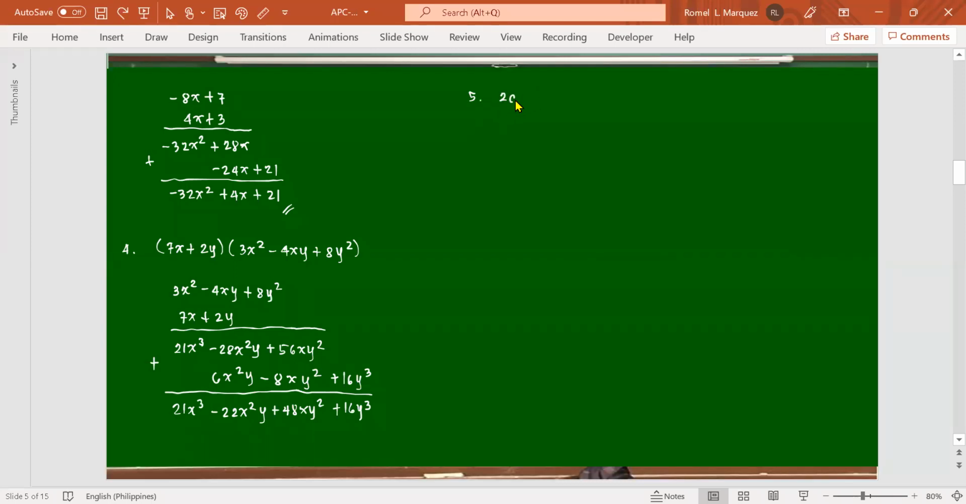Number 5. 2a squared plus 3a plus 4 minus 8 multiplied by 3a squared minus 6a plus 7. Multiply this. First term in the second polynomial, multiply to every term in the first polynomial, getting 6a to the fourth, positive 6a cubed, 9.